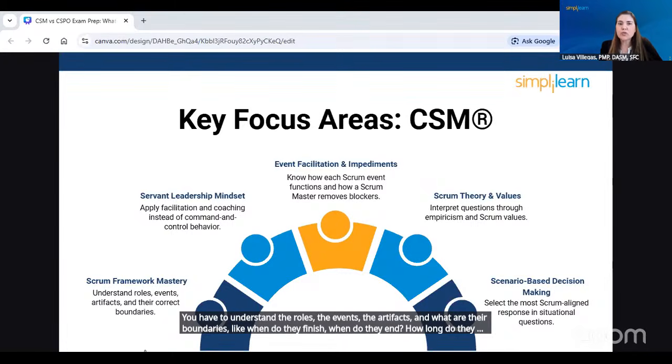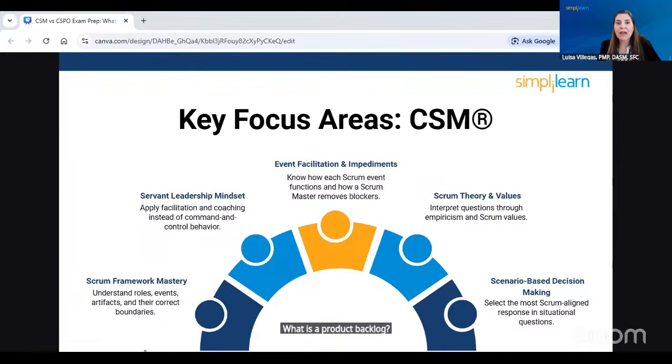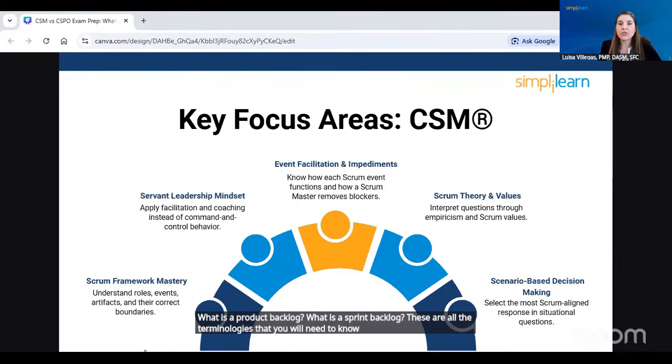Because the Scrum framework is extremely prescriptive. So you do have to know exactly, how long does a daily stand-up meeting go? What is a demo? What is a retrospective? What is a product backlog? What is a sprint backlog? These are all the terminologies that you will need to know and understand how they apply to real work in a Scrum team. Very important to have that servant leadership mindset.